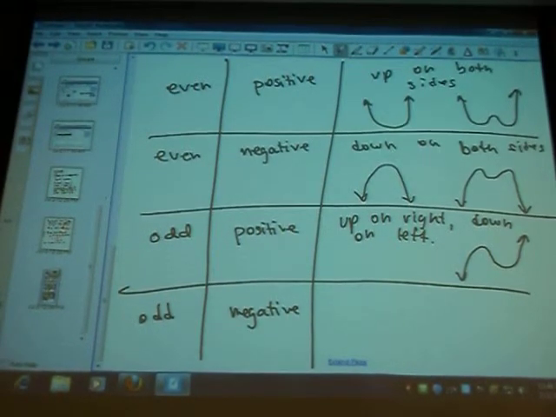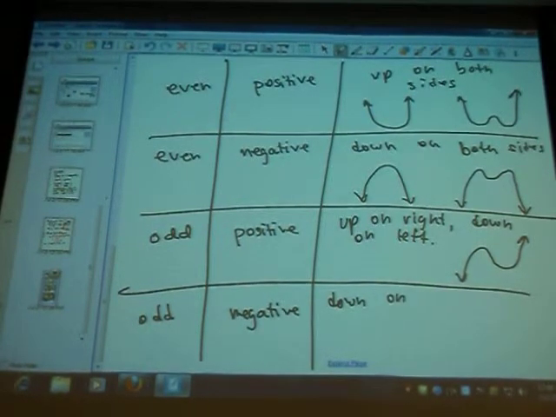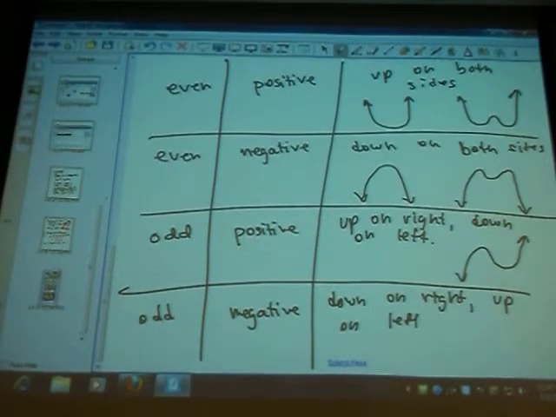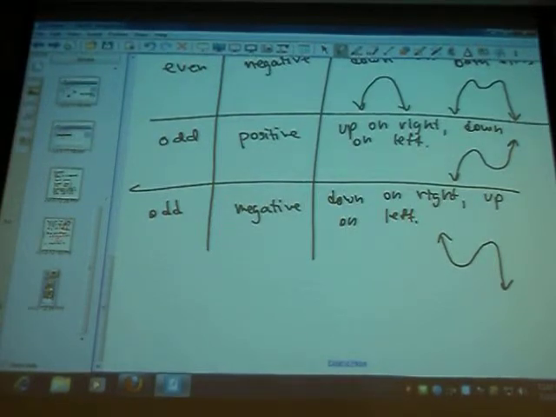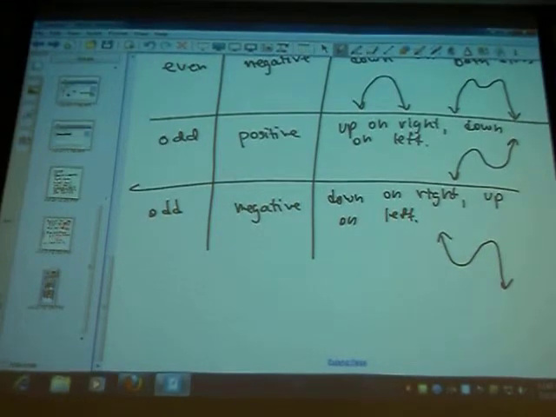And then changing that from positive to negative is just going to flip it upside down. So it's going to go down on the right, up on the left. Just like that. Okay. So these are just kind of classifications. You just have to figure out what category you're in.